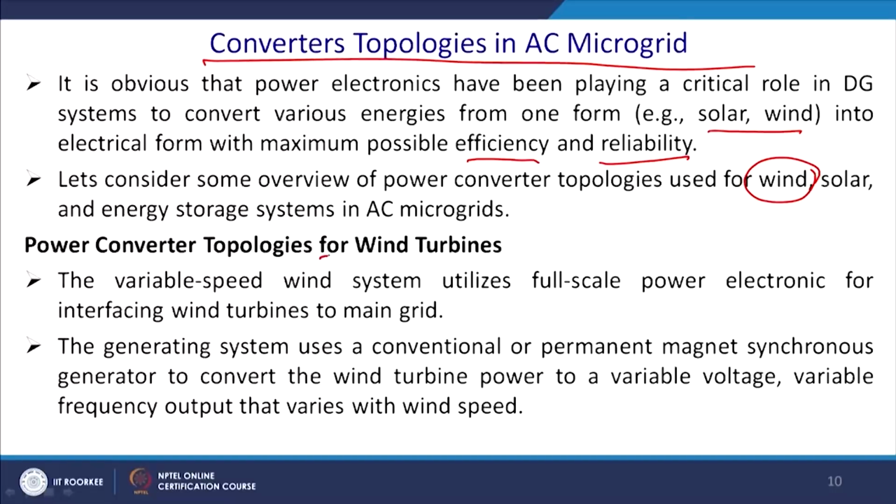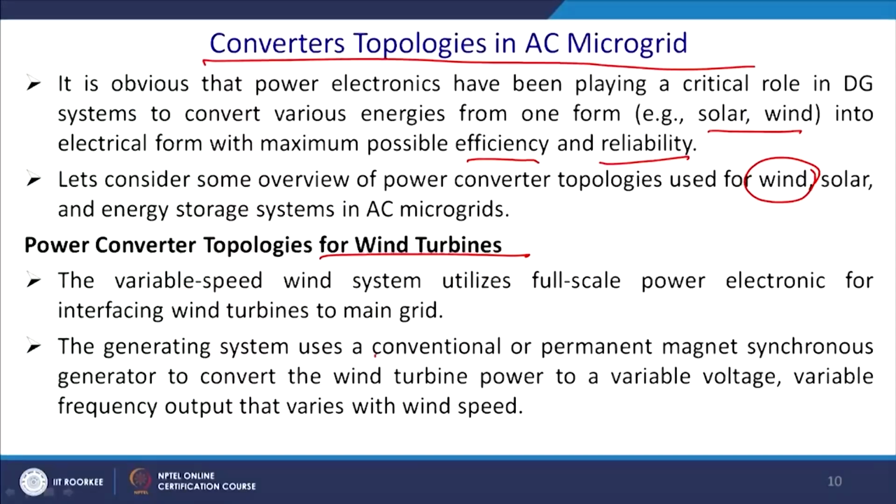Power converter topologies for the wind turbine. The variable speed wind turbine utilizes full scale power electronics for interfacing the wind turbine to the grid. And one of the advantages of wind is that it is available throughout the day and night, so the payout factor is quite high.